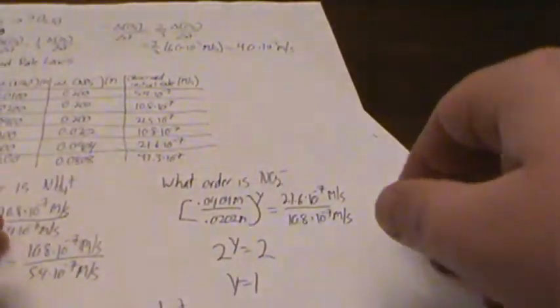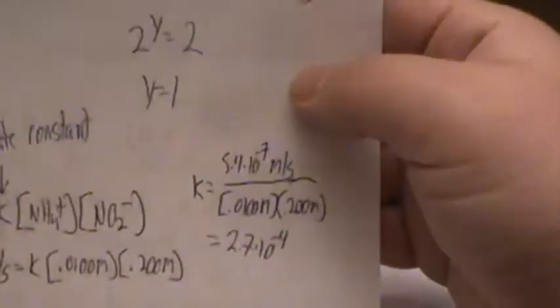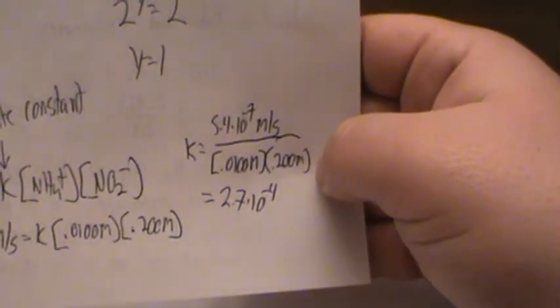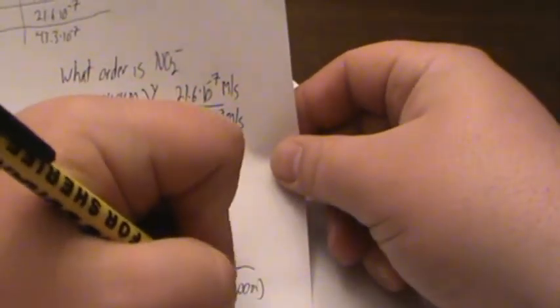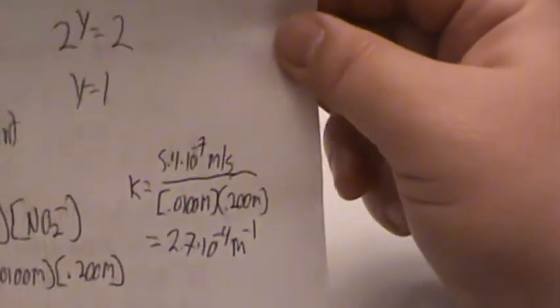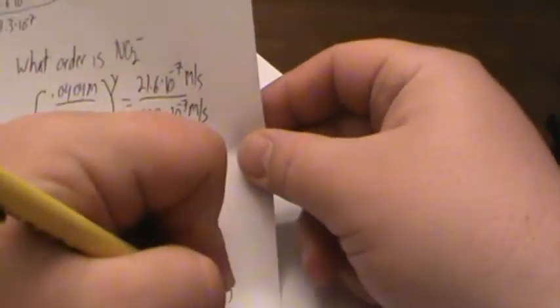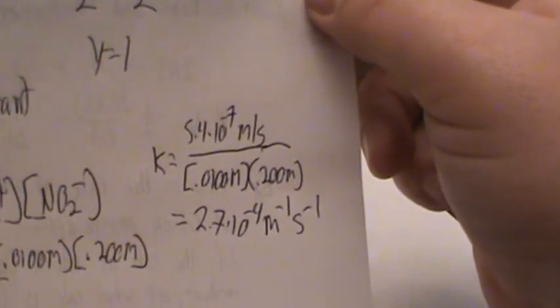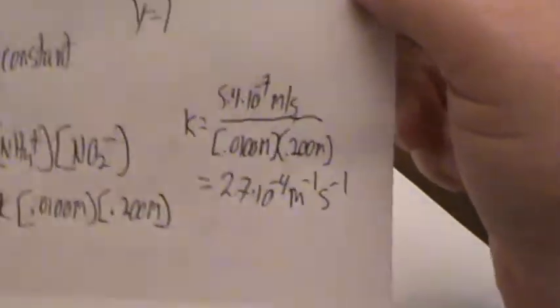Now the units that are going to go with it, we have molar per second all over molar squared. So our rate constant, K, is going to be per molar per second. Okay.